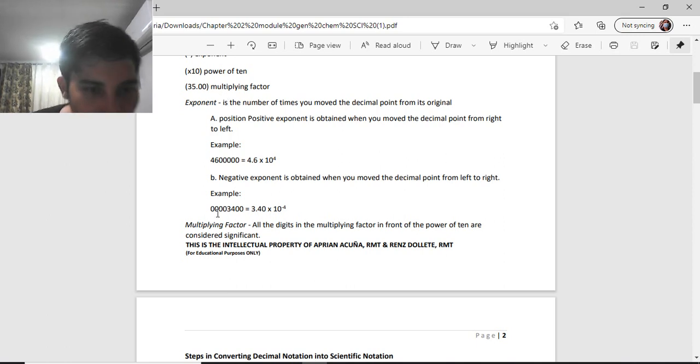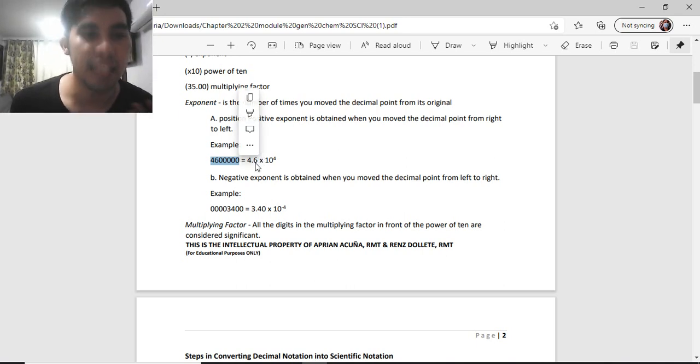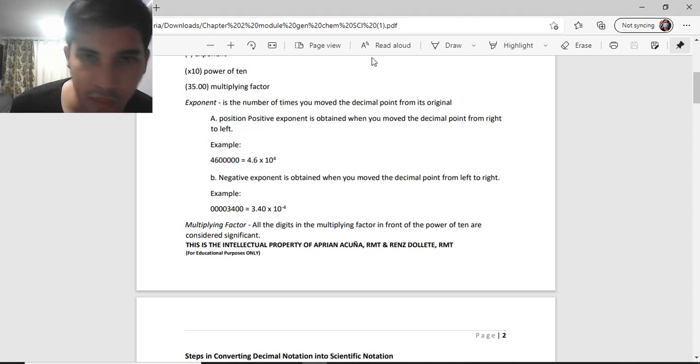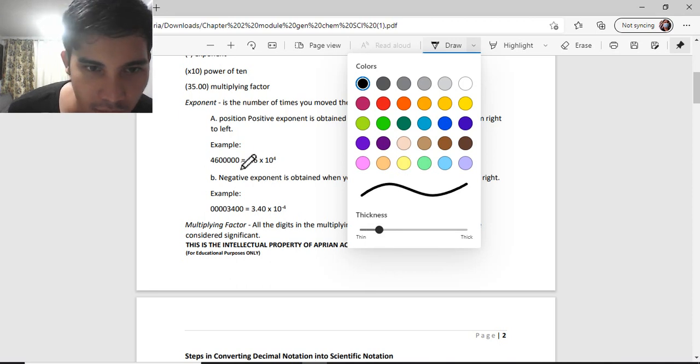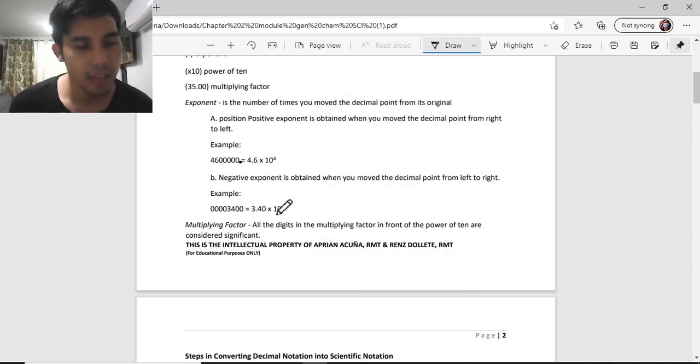We have quite an error in our module. In the first example, if you are given a whole number, the decimal point is located at the end of that whole number. Therefore, there are the zeros, and there is where your decimal point is.